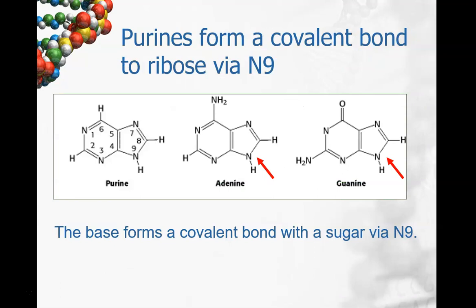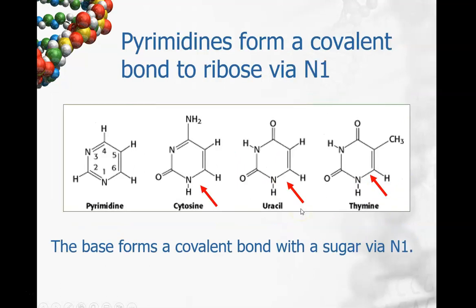So when we take these bases and attach them to sugars, if we're looking specifically at the purines, this is the numbering system right here. Nitrogen number 9 is where we attach the sugar, where this arrow is. So we'll form a covalent bond with either adenine or guanine at the sugar at nitrogen number 9. For the pyrimidines, and again, this is the numbering system right here, this is nitrogen number 1. So for nitrogen number 1 for cytosine, uracil, and thymine, that's where we form the covalent bond with the sugar.